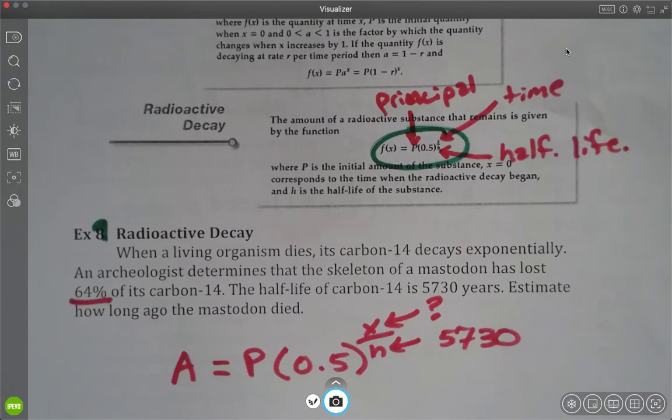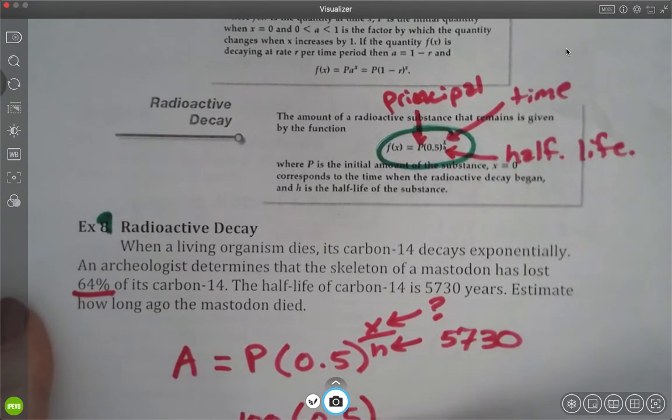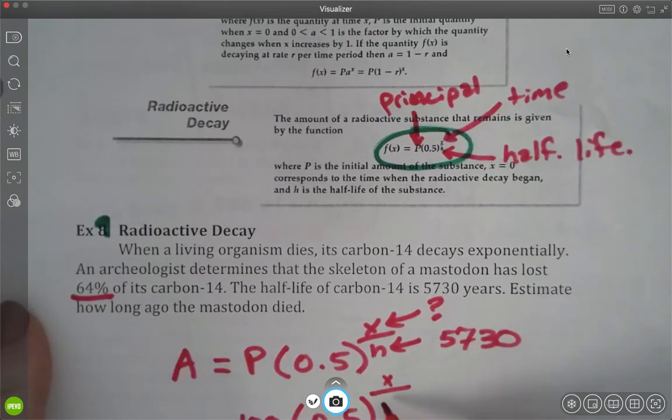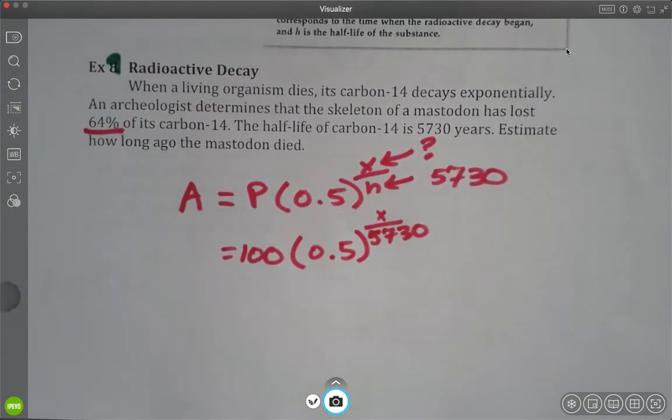Okay, so I don't know how big the mastodon was or how much carbon-14 it had to start with. That's where I'm struggling. So let's make up our own numbers. Let's say that the mastodon had 100 grams of carbon-14, whatever. Let's say our principal was 100. I'm just plopping these numbers in. It said that 64% of it is remaining after X number of years, and X is what we're solving for.